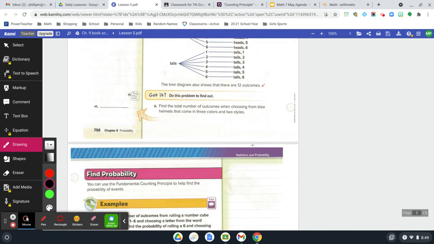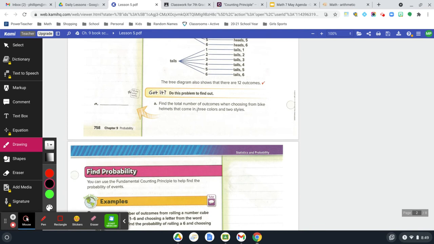Let's try one. So it says find the total number of outcomes when choosing from bike helmets that come in 3 colors and 2 styles. Now notice in this problem, it doesn't tell you the 3 colors. You don't know what they are, and you don't know the 2 styles. So really, if you have only this information, drawing a tree diagram is not going to help you, right? Because you wouldn't know necessarily what the trunk of the tree is, because you would start with the colors, and you don't know the 2 styles, so the branches, right? You just wouldn't be able to complete it.